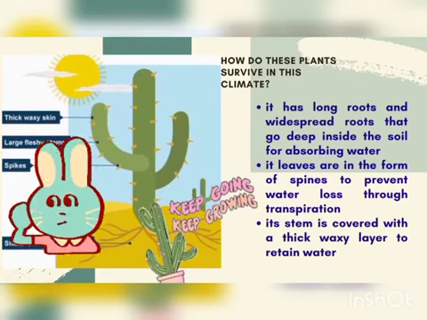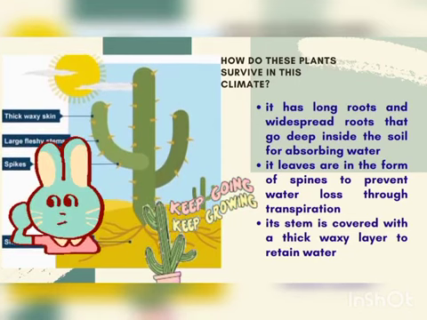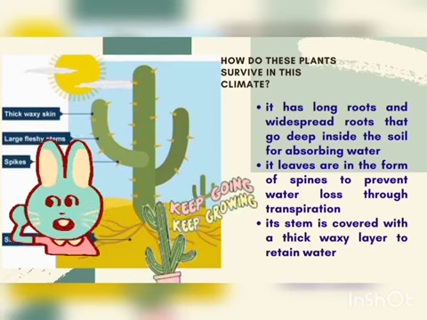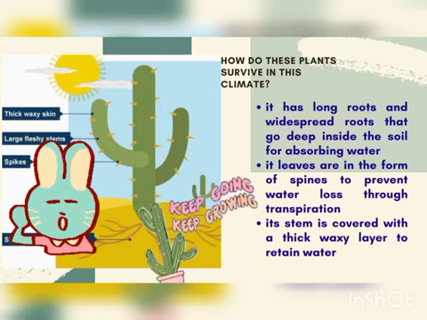How do these plants survive in this climate? It has long, widespread roots that go deep inside the soil for absorbing water. Its leaves are in the form of spines to prevent water loss through transpiration, and its stem is covered with a thick waxy layer to retain water.